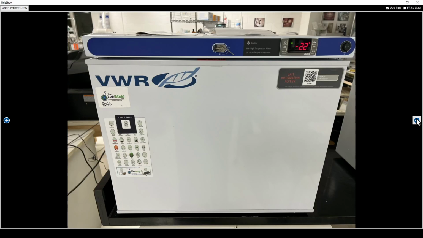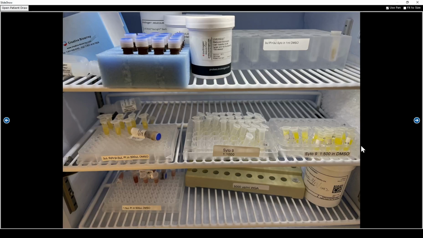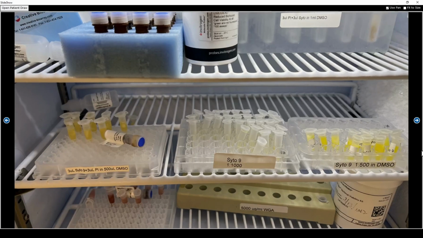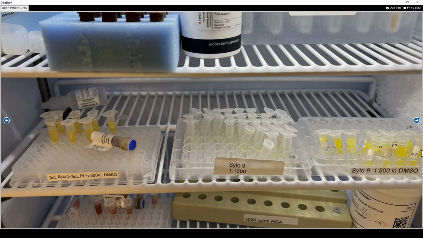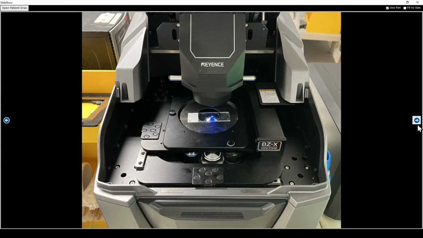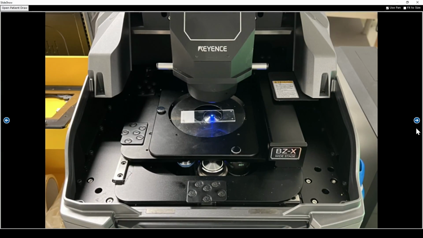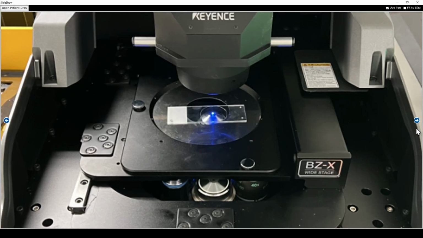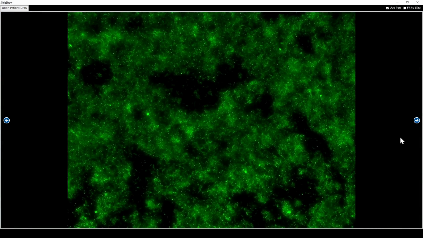The stains are kept in ultra cold at minus 20 degrees centigrade, and they're kept frozen and then unfrozen when they're ready to use. And then they're imaged in a fluorescent or confocal microscope that excites the dyes.